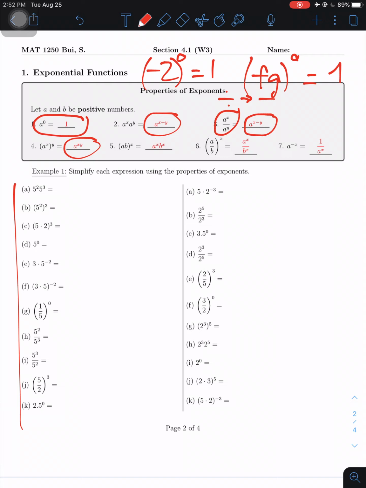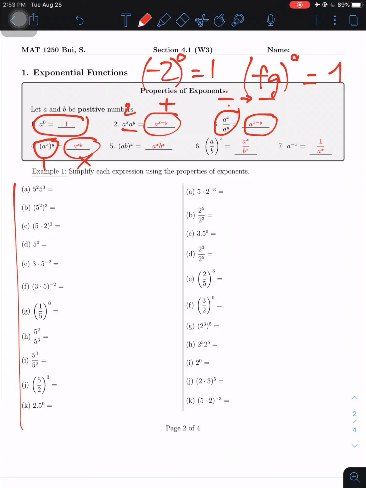For 2 on the left hand side, we start with 2 bases, right? And then we end up with 1 base, but with addition. For 4 on the left hand side, we only have 1 base, okay? So in here we have 2 bases, and in here we have just 1 base. For 2 bases, we're gonna have addition. For 1 base, we're gonna have multiplication. So make sure you can tell the difference between 2 and 4, okay?